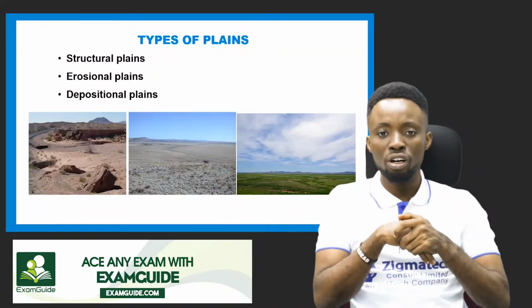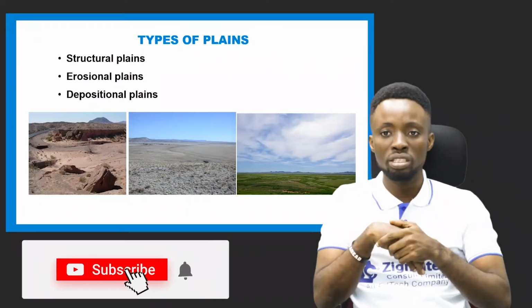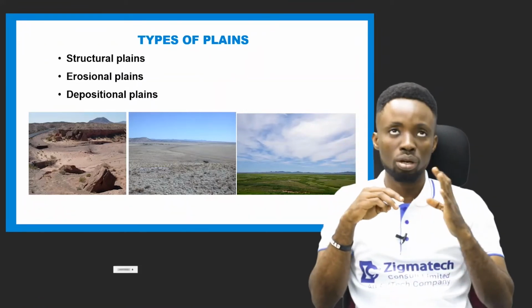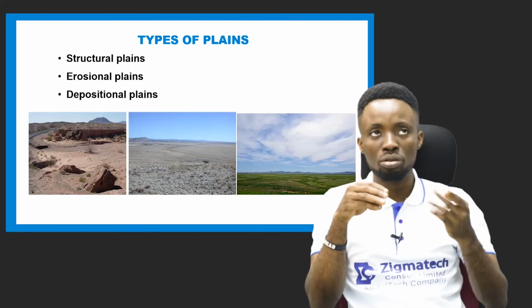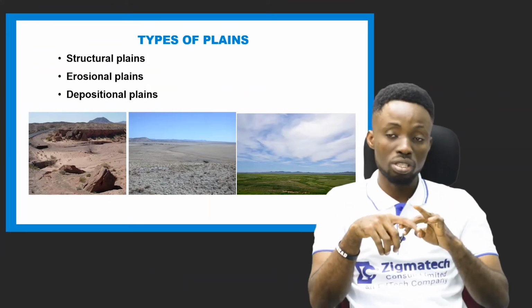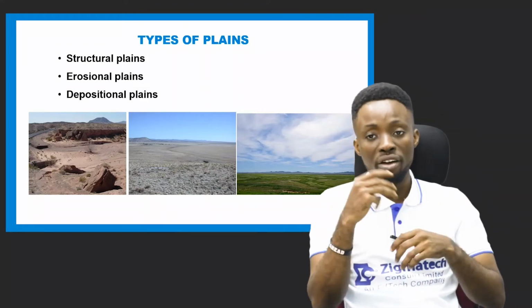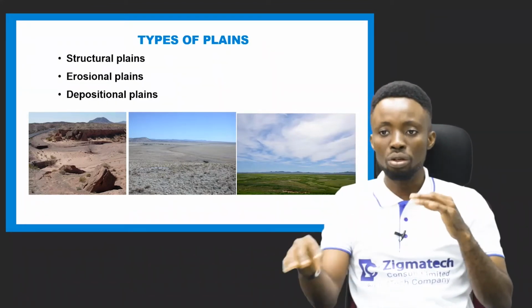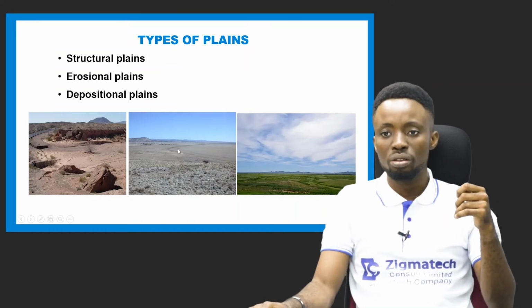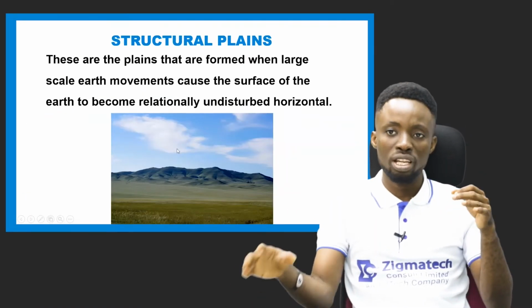So we have plains, types of plains, and there are basically 3 types of plains. Remember, we talked about valleys, we talked about plains, and we talked about coastal regions. So for plains, we have 3 types. We are going to look at the 3 types of plains one after the other. So we start with the structural plains.